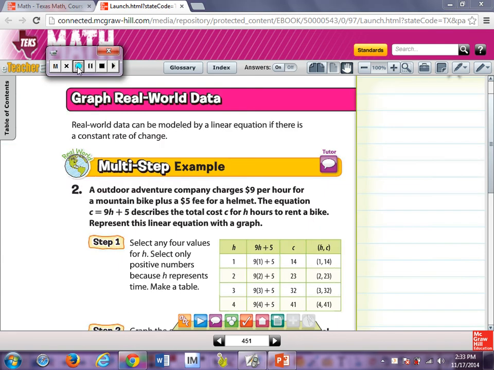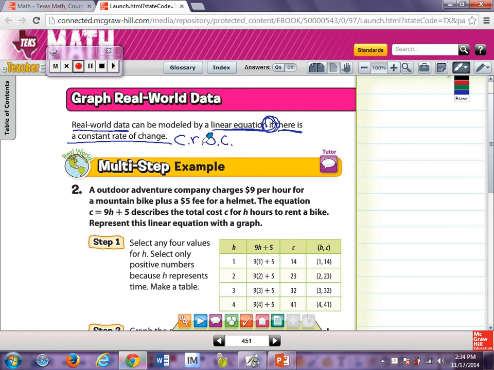All right, here we are on page 451. On this page, we're going to specifically work on graphing real-world data. And it says underneath, real-world data can be modeled by a linear equation if there is a constant rate of change. So there's a big idea. You can model real-world data with a linear equation if there is a constant rate of change. Whenever you see this abbreviation from now on, that stands for constant rate of change, CROC. Now, this is the most important part, and we'll see how it's applied in this second example down below.